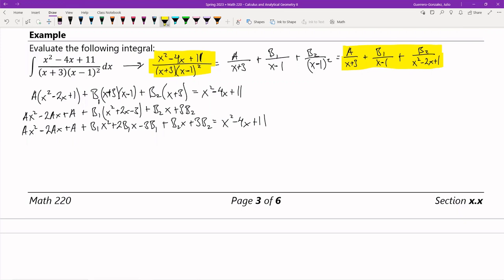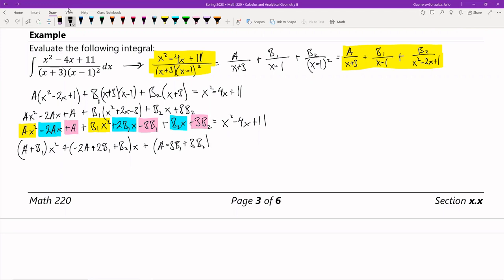Now I'm going to group the A's, B's, and C's. There's an Ax squared, B1x squared, and those are the only x squareds. So it's going to be A plus B1 times x squared. There's an x term here, an x term here, and an x term here. So that's going to be minus 2A plus 2B1 plus B2, times x. And then our last thing is the number terms. So now I get plus A minus 3B1 plus 3B2 is equal to x squared minus 4x plus 11.